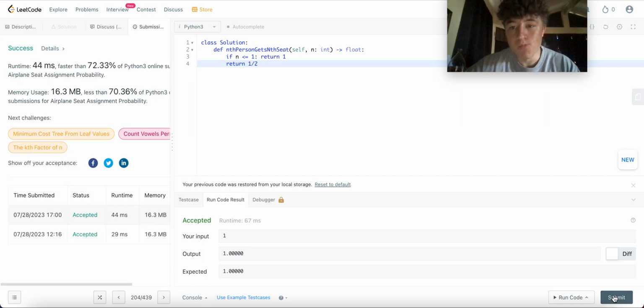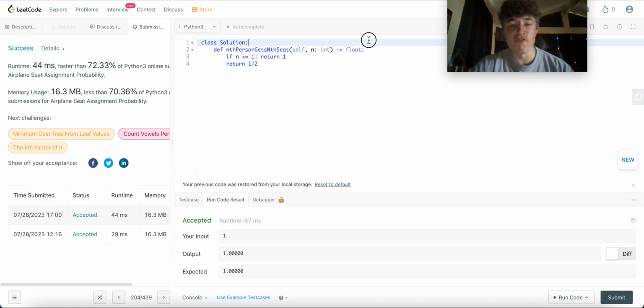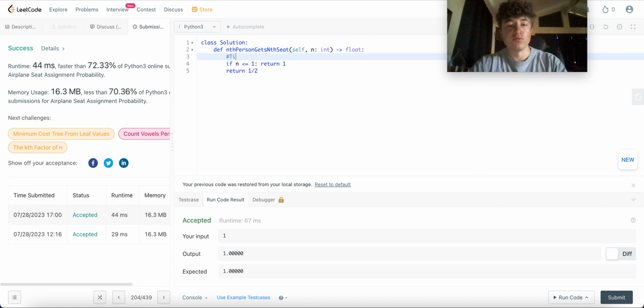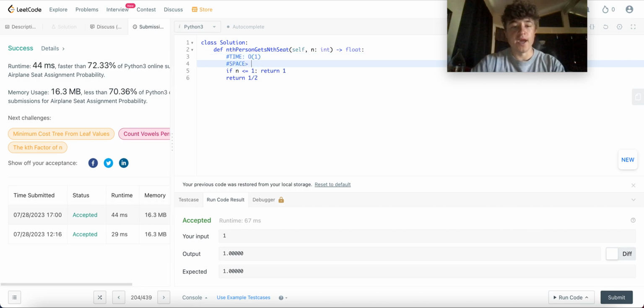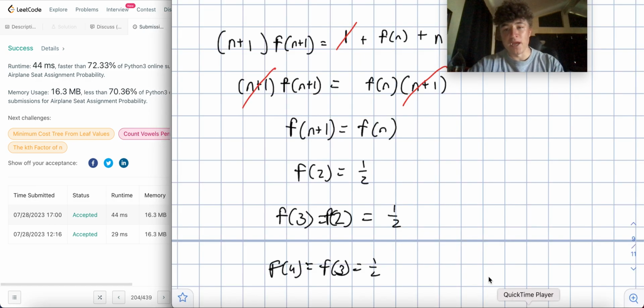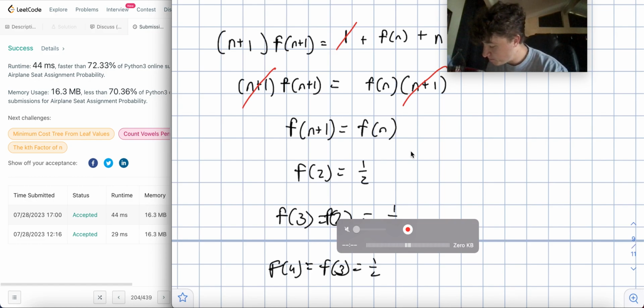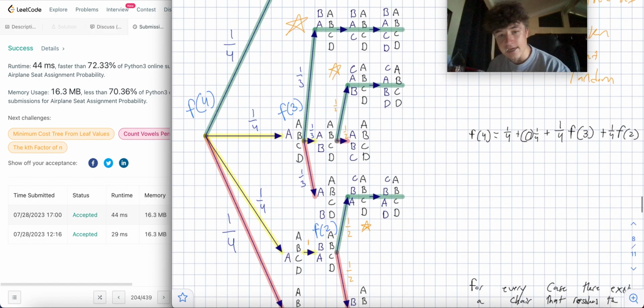So there you go. What's the runtime and the space of this? Well, it's pretty obvious. For time, it's constant. You just make a comparison, and for space, it's constant. And all that is based off of this insane relationship of looking at an example.